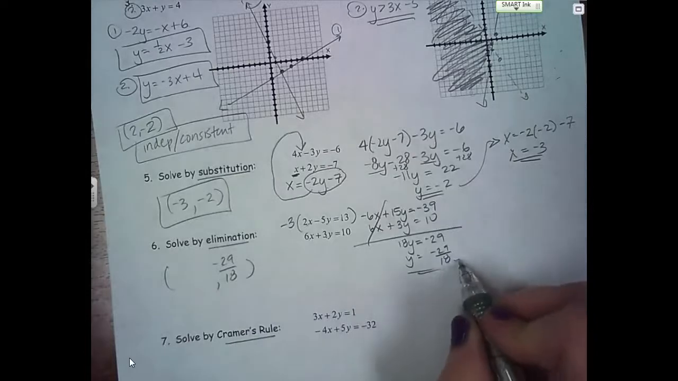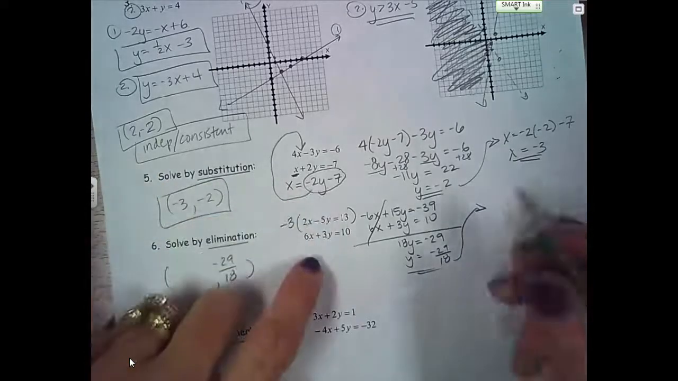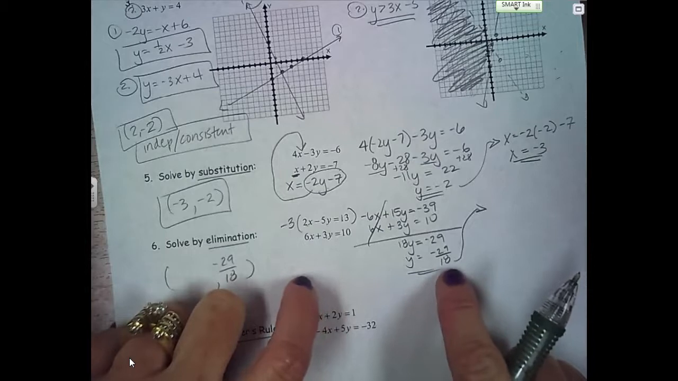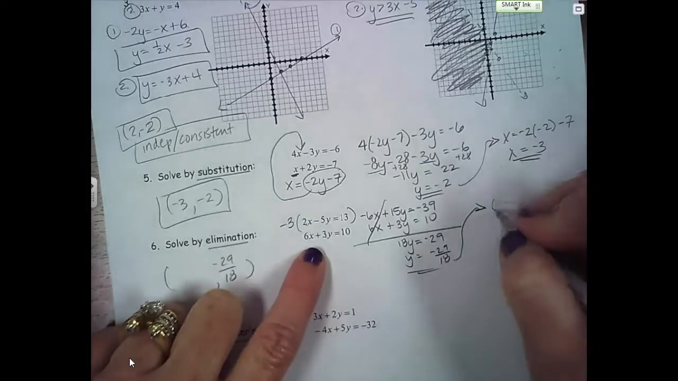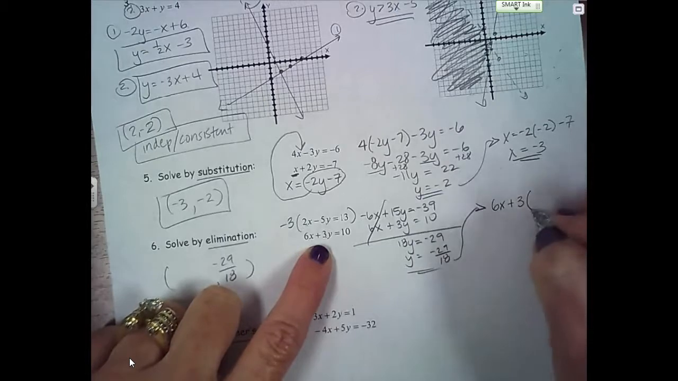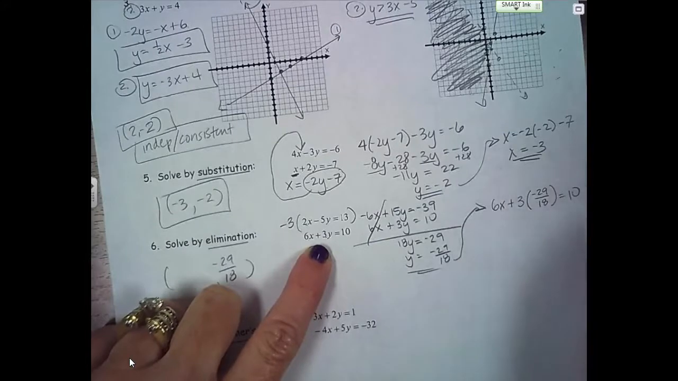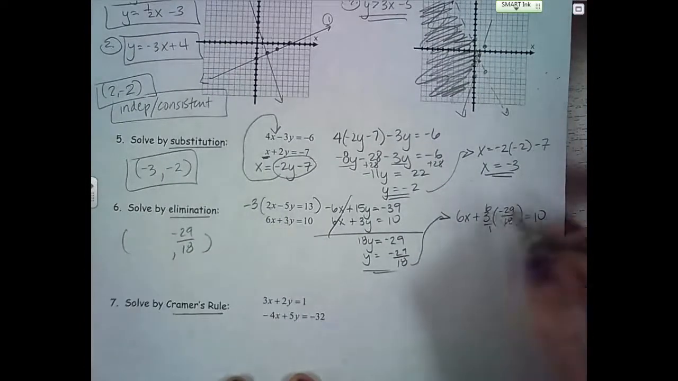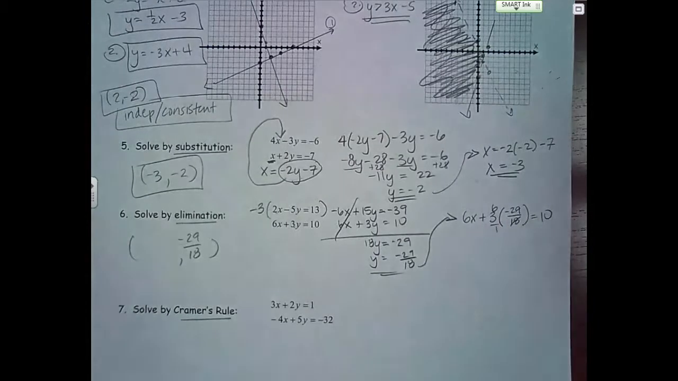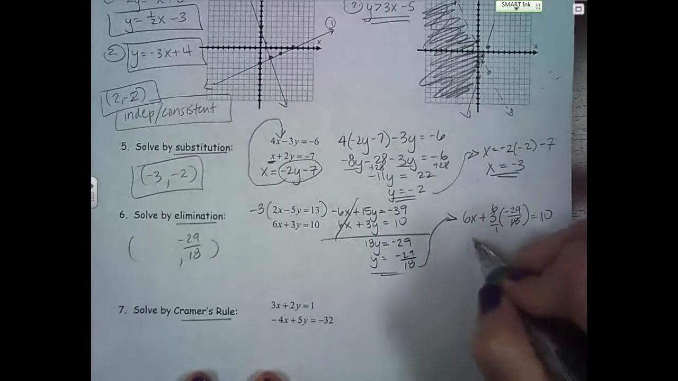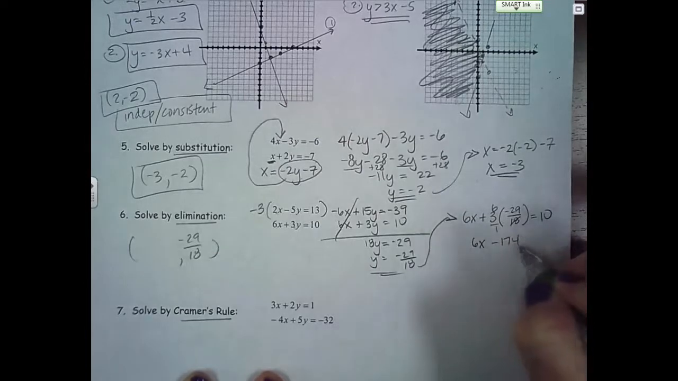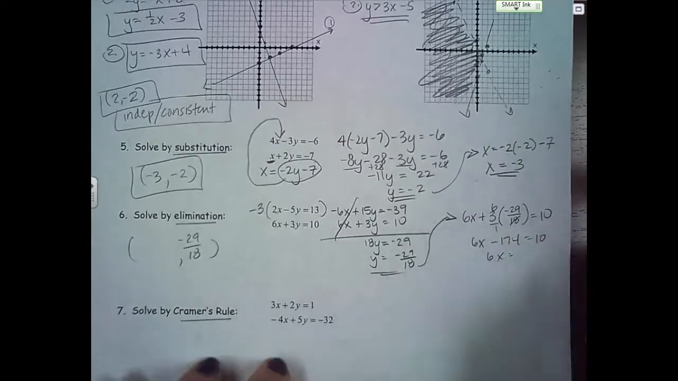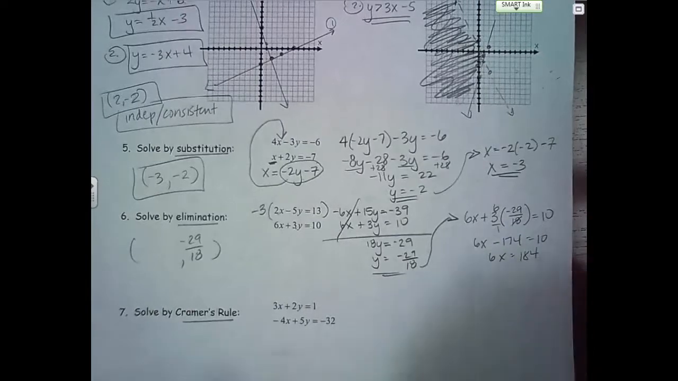To solve the other part, you're going to take this and plug it in. It doesn't matter where, but I know this is my y value. So if I plug it in for this one, I'm going to say 6x plus 3 times negative 29 over 18 equals 10. Simplify this part first. Okay, so put this over 1, this is a 6. So you're going to do 6 times 29. So you'll have 6x minus 174 equals 10. Add 174, so you get 184.